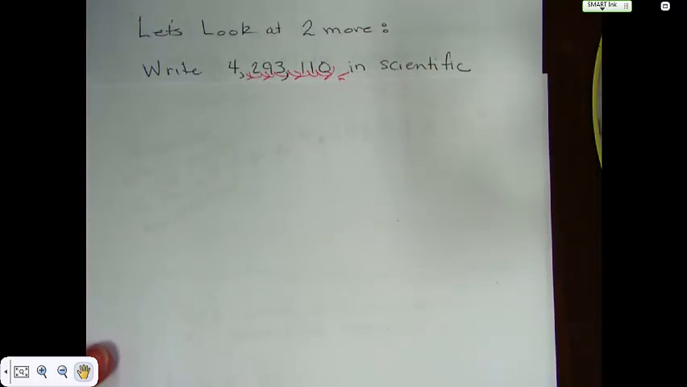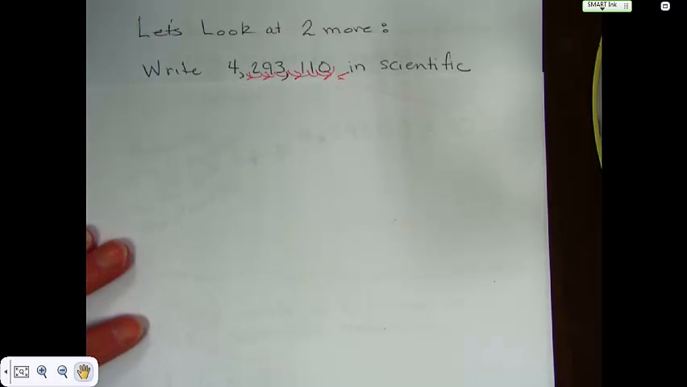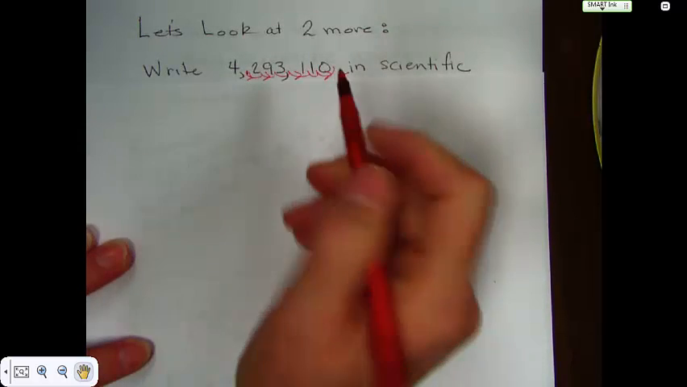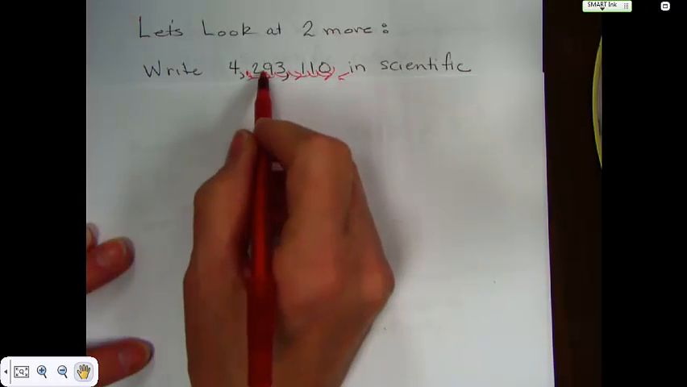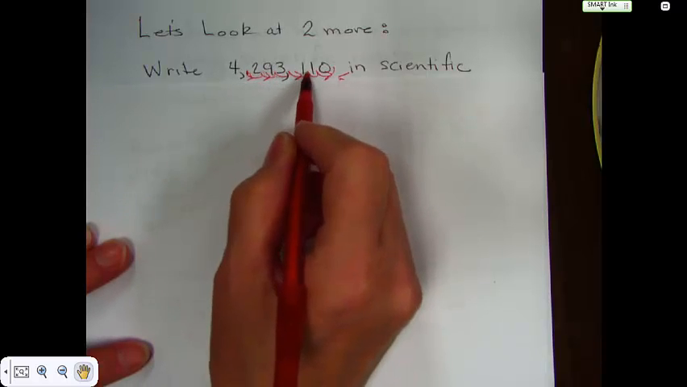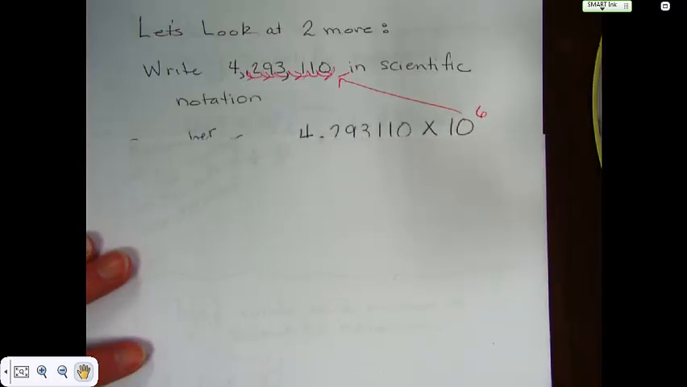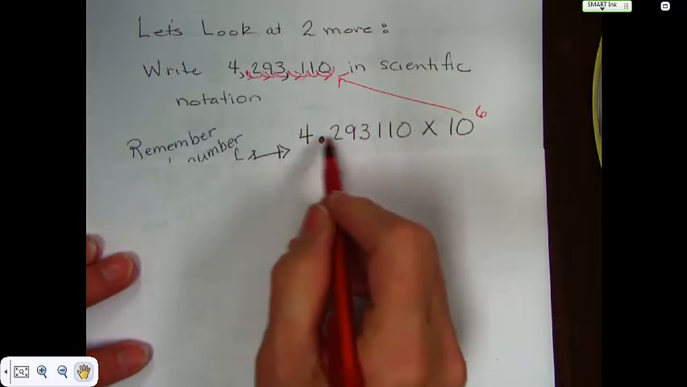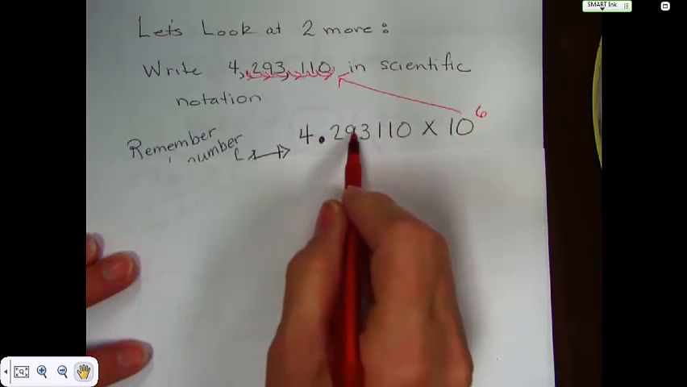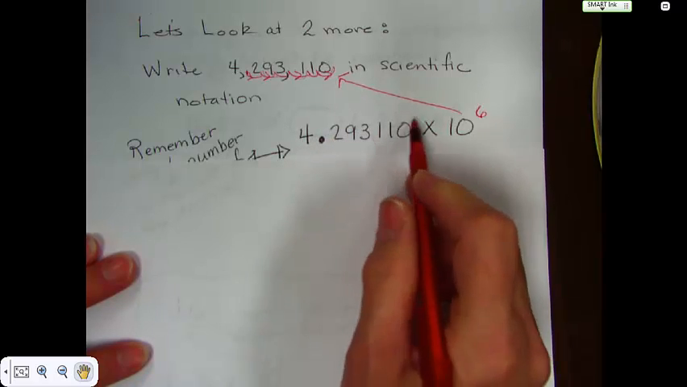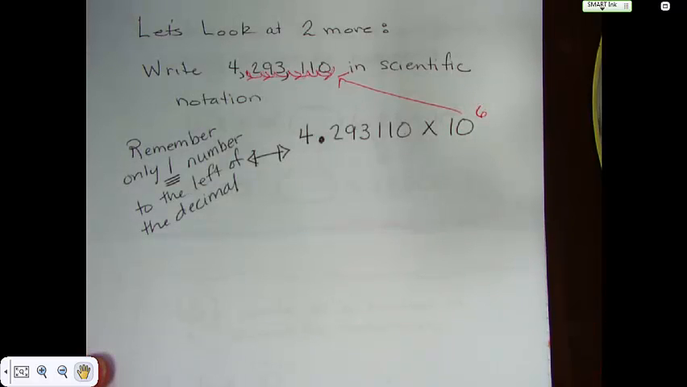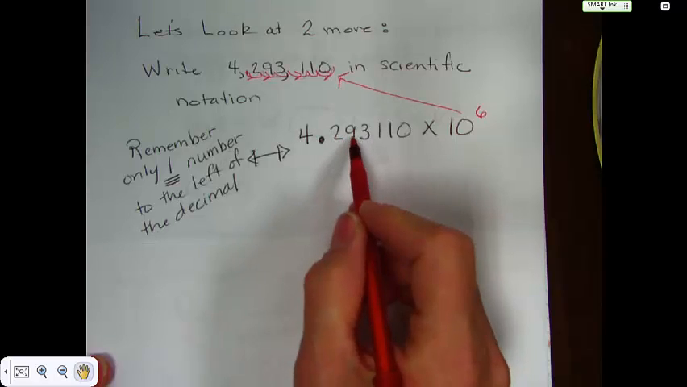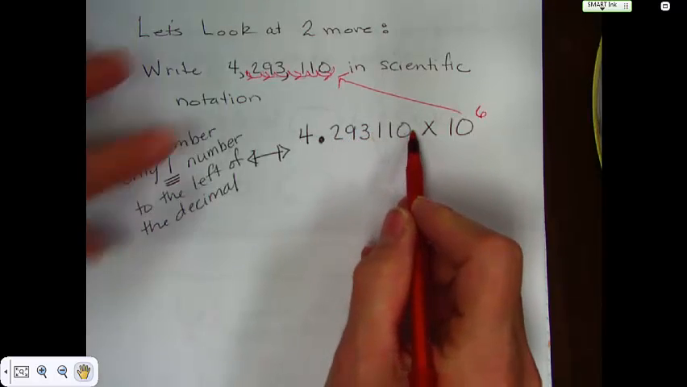Okay, here's just a couple more examples. I want you to write this in scientific notation, so we have to go to just one decimal place here. So we go 1, 2, 3, 4, 5, 6. So we're going to write it as 4.293110, wouldn't even need the 0, times 10 to the sixth power. If you want to test it, you can go ahead and go 1, 2, 3, 4, 5, 6. Does that look like that?